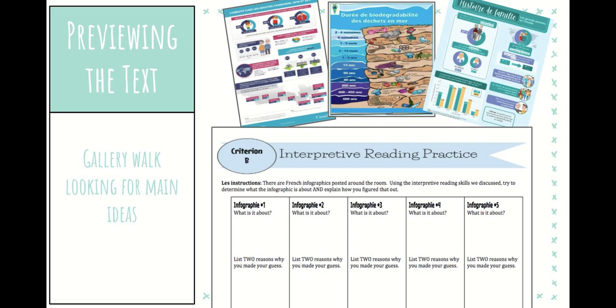And then another one too, if you just want them to get used to previewing the text, like skimming for information, I'll always do a little gallery walk at the beginning of the year, and I'll post 5, 10 infographics around the room about random stuff, and I'll ask the students, what is this infographic about? And give me 2 reasons why you think that, what helped you make your guess. This has the students essentially looking at the pictures, looking at the words, and trying to construct meaning, even though it's about nonsense, essentially, to them at that point.